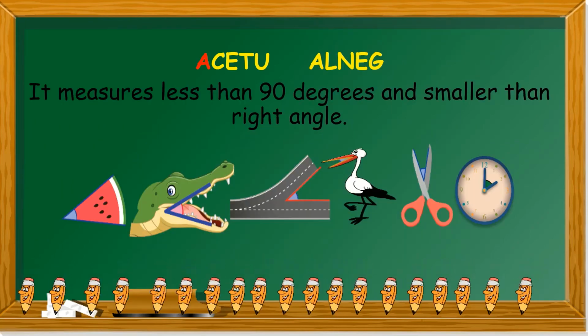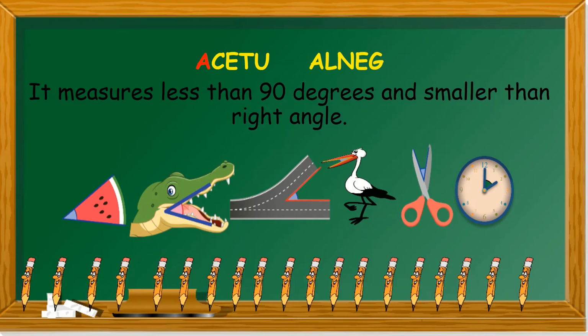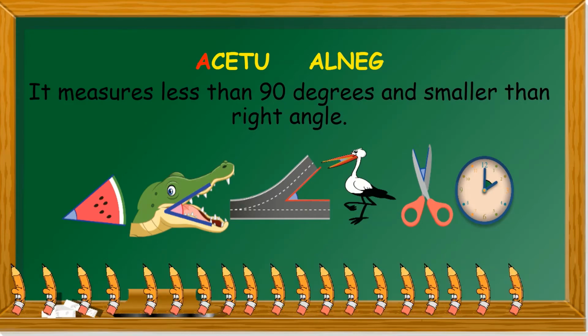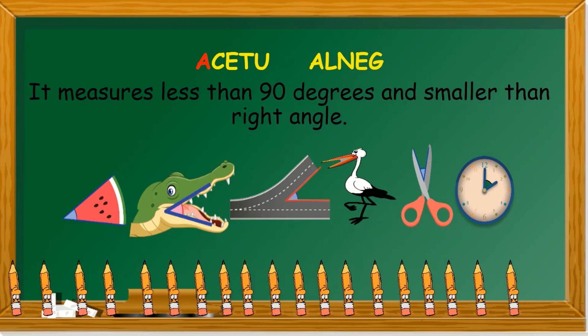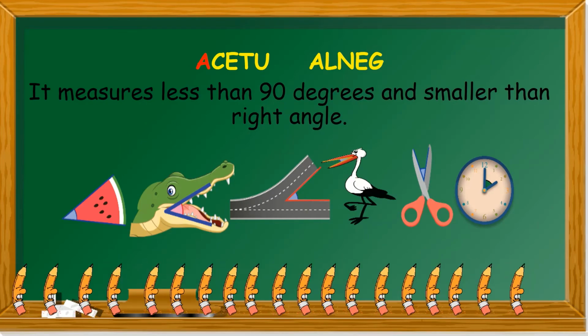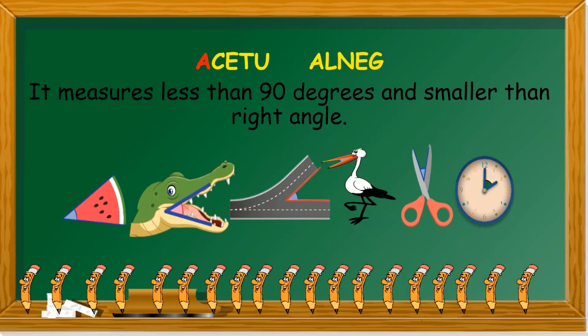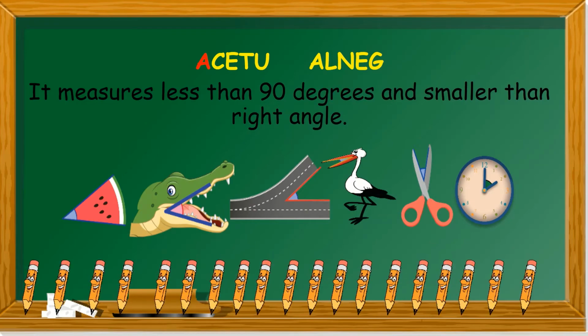That's right. And now for our second jumbled letters. It starts with letter A and another A. And its definition is it measures less than 90 degrees and is smaller than a right angle. The answer is acute angles. Very good.